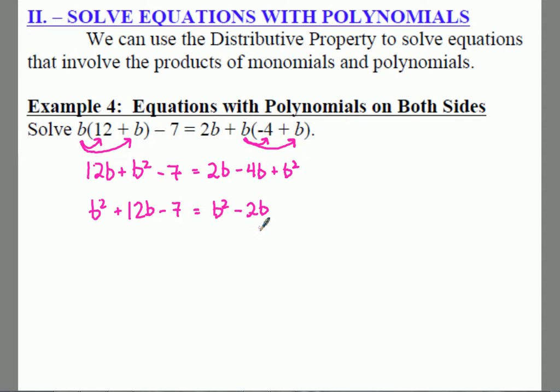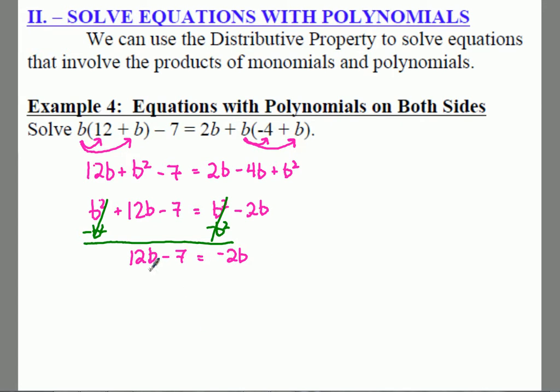So now we need to combine everything on the same side of the equal sign. So let's subtract b squared to both sides. We need to combine our b squareds. Oh, hey, would you look at that? Look, those are gone. I want to get my b's on one side then, because what I have left is just a 12b minus 7 is equal to a -2b.